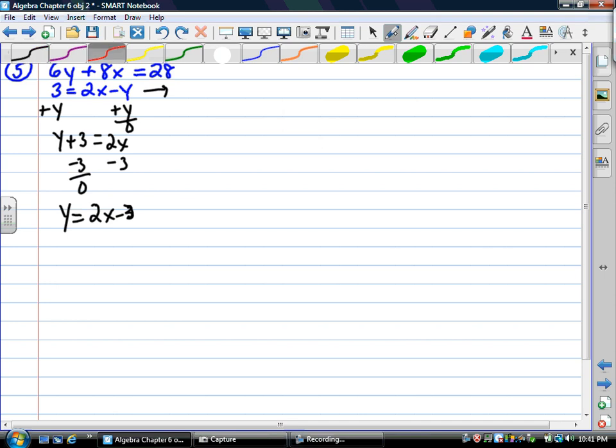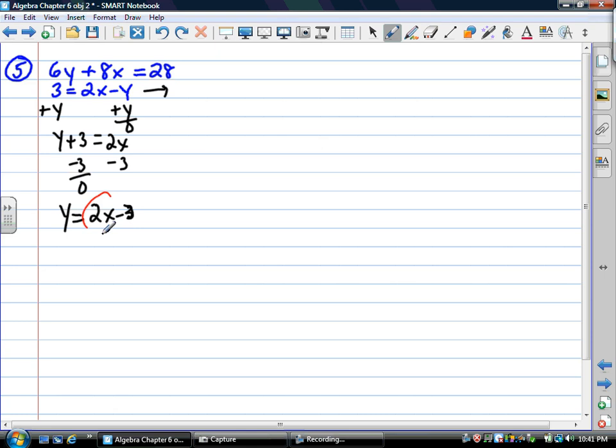All right, let's go with the solution. We solve for y. I'm going to replace y with 2x minus 3. This becomes 6 times (2x minus 3) plus 8 times x. It's going to be equal to 28.